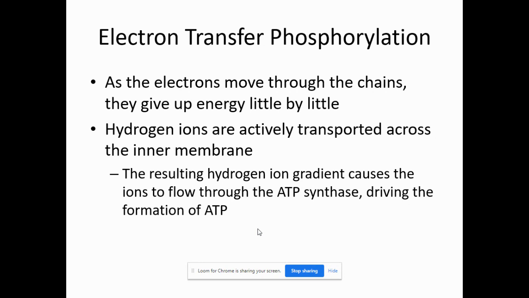Now, what kind of molecule do you think ATP synthase is? What are the three letters that synthase ends in? ASE. So that means ATP synthase is an enzyme. And as the hydrogen ions move down their concentration gradient through ATP synthase, they're giving off energy, and then ATP synthase uses that energy to produce ATP.